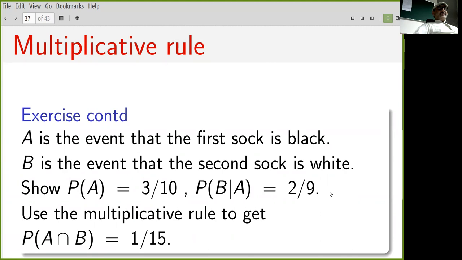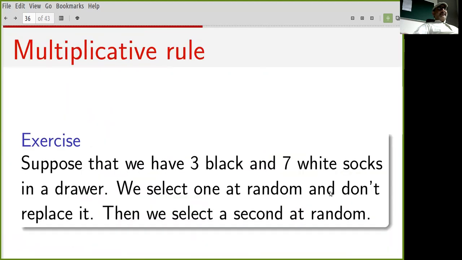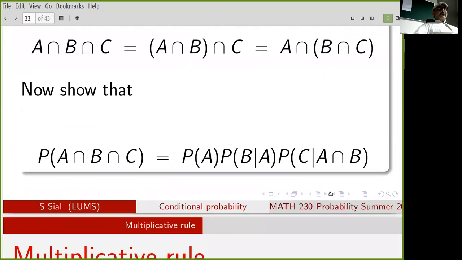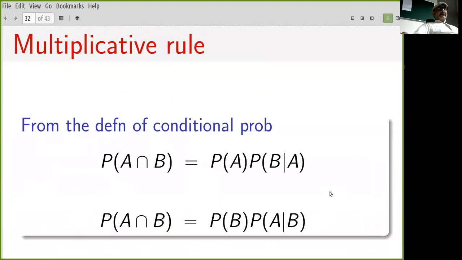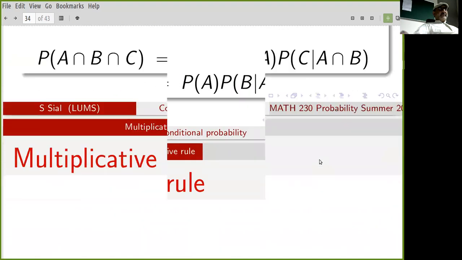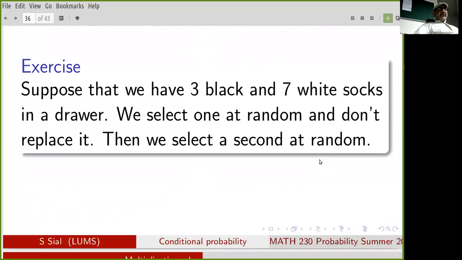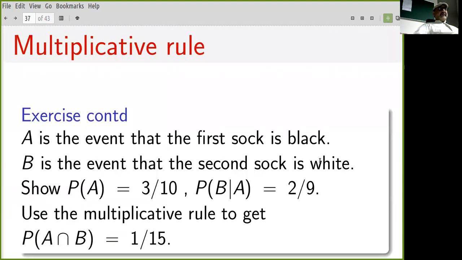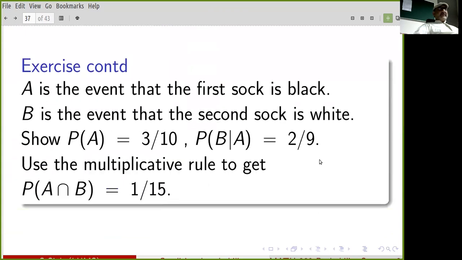And now you can use the multiplication rule. What was the multiplication rule? The multiplication rule is that the probability of A intersection B is the probability of A times the probability of B given A. And then you should be able to work out what the probability of A intersection B is in this case. You have enough information to do that.